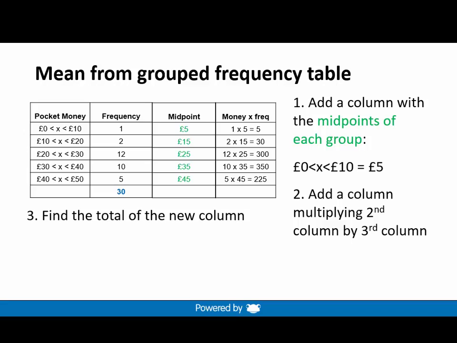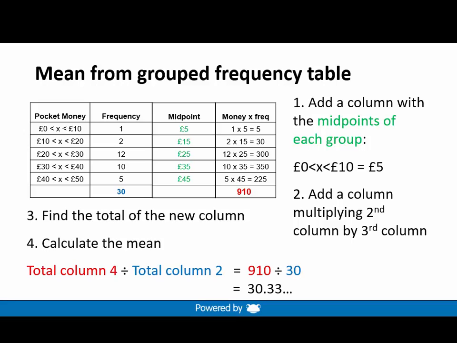I then need to add my column multiplying the second column by the third column, money times frequency, and then find the total of that new column, which is 910. And then I can calculate the mean, which is the total of column 4 divided by the total of column 2, which gives us a mean of 30.333.